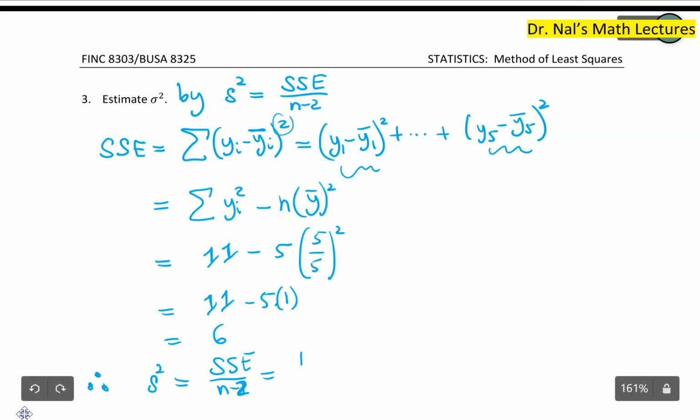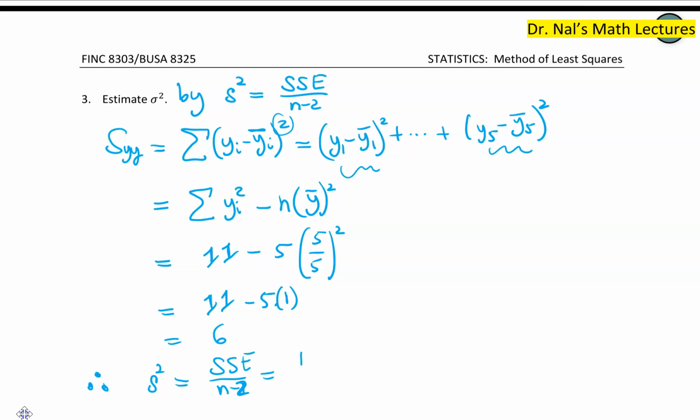So SSE, I made a really big mistake here. It is really the sum of yi minus yi hat squared, right? So I need to make a small modification here. What we calculated in this step, I'm so sorry, is really SYY. Yes, that's SYY. That's what we calculated.